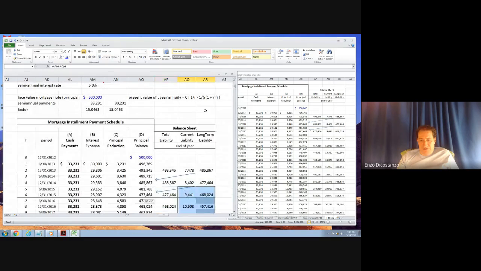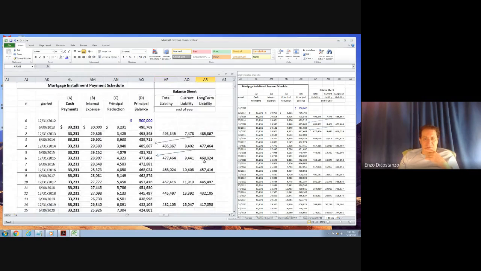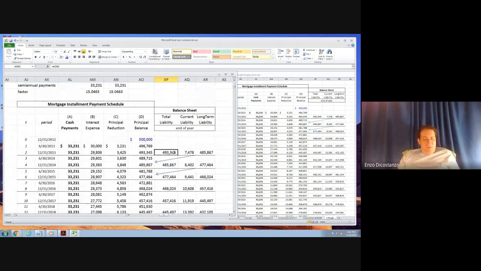Again, this is what the balance sheet looks like. Again, let's review sort of what we're doing here. Total liability is, at the end of the fiscal year, the calendar year, what principal balance do you owe? Okay. Long term is the difference between the current and the total, and the current is the principal reduction for the next year. So you're at December 2013 here, but you're looking to reduce current liabilities in 2014, about whatever that is, 7,478. Okay.